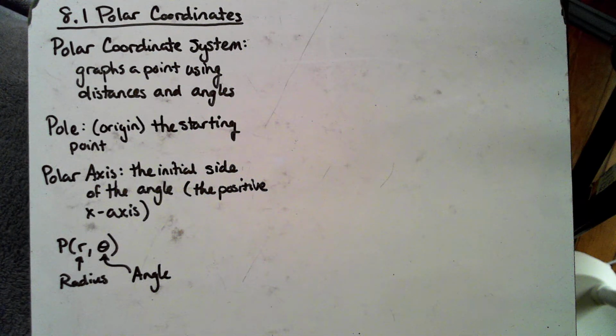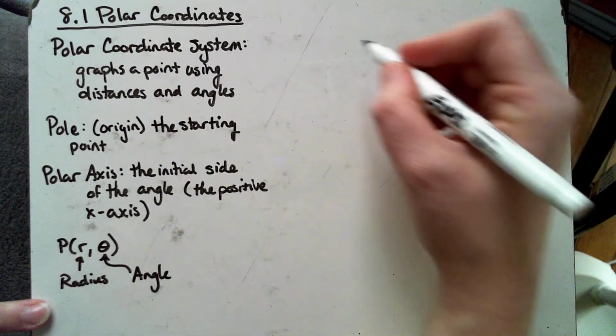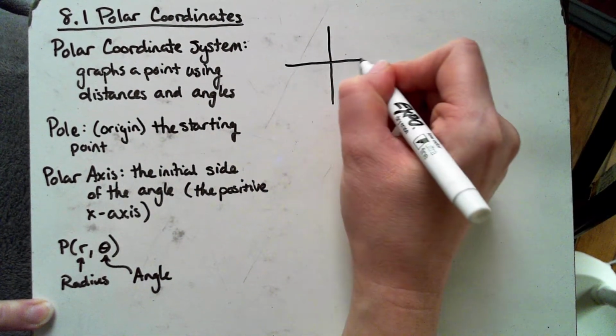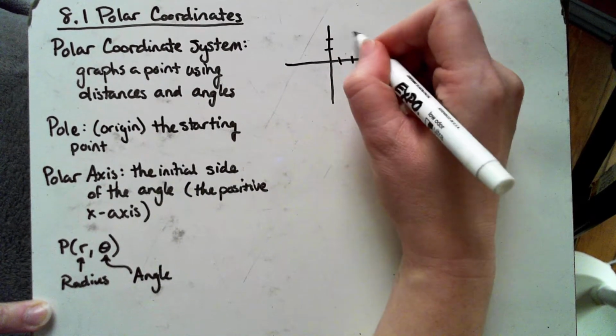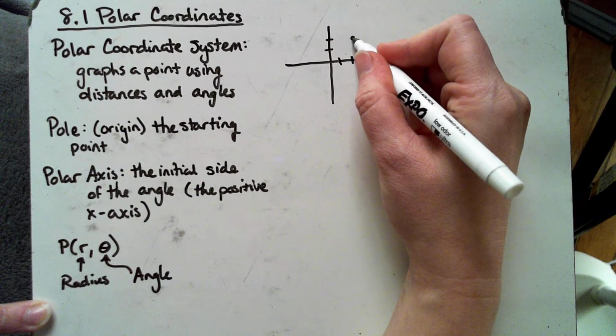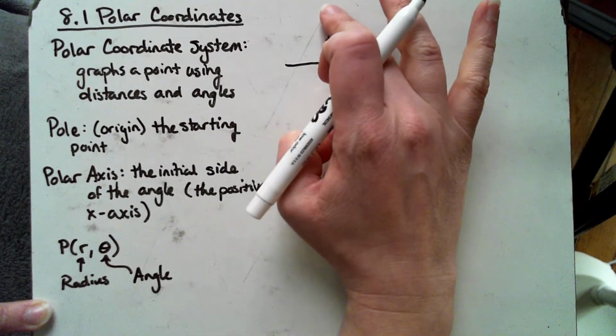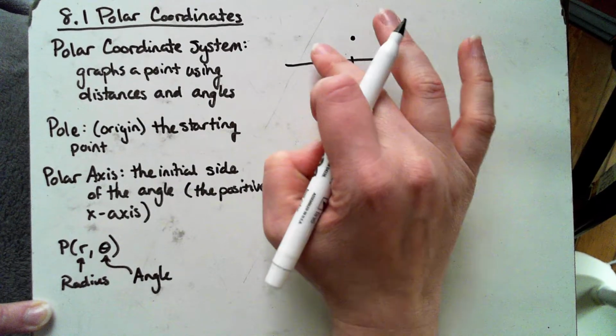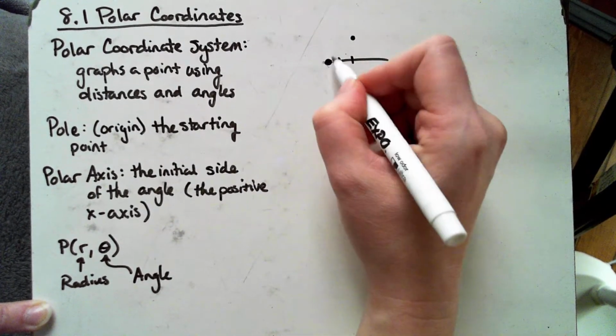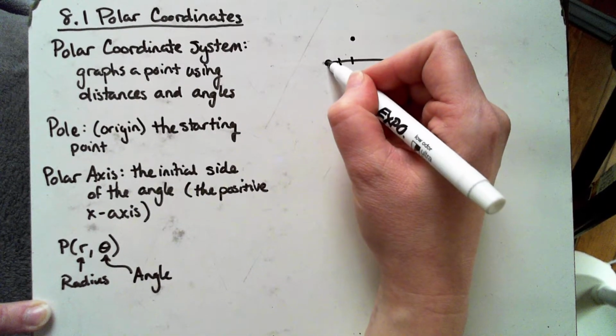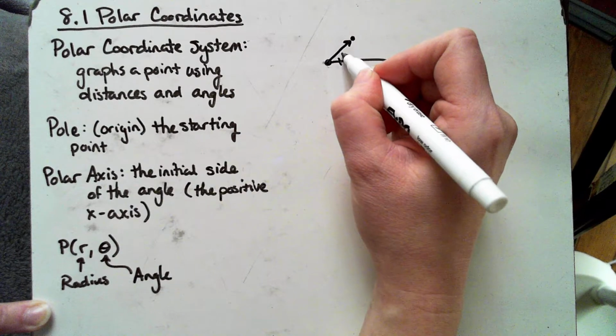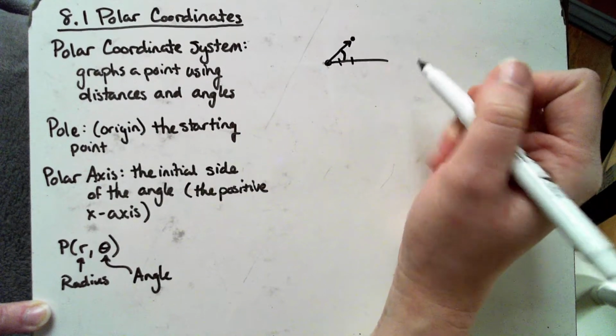Hello everyone, welcome to Pre-Calculus Chapter 8 Lesson 1 where we introduce the polar coordinate system. So essentially the polar coordinate system is going to graph a point using distances and angles. What that means is that I could graph a point, for example the point (2, 2), using my regular x, y coordinate plane. But the polar coordinate system is going to graph the same point and measure it from the origin, giving the radius distance, how far out it is, and an angle off of the positive x-axis.